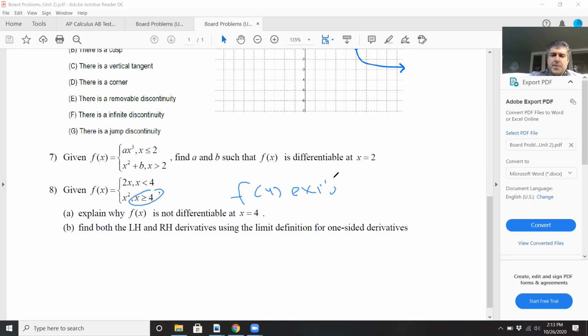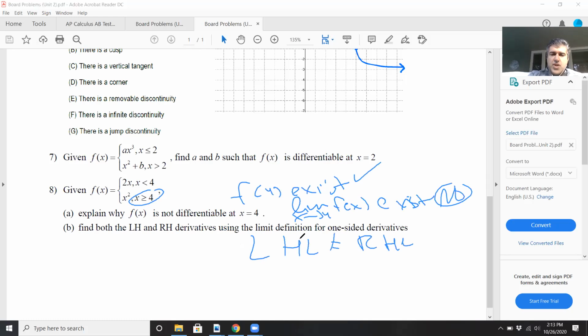But then also you need the limit as x approaches 4 of f of x to exist. And it does not. So that's a check mark, but that's a no. That's because the left-hand limit must equal the right-hand limit, which it won't. And you can check that out by just plugging 4 into 2x and 4 into x squared, and of course those are not the same. And remember, when you're not continuous, you're not differentiable. Therefore, you're done with part A.